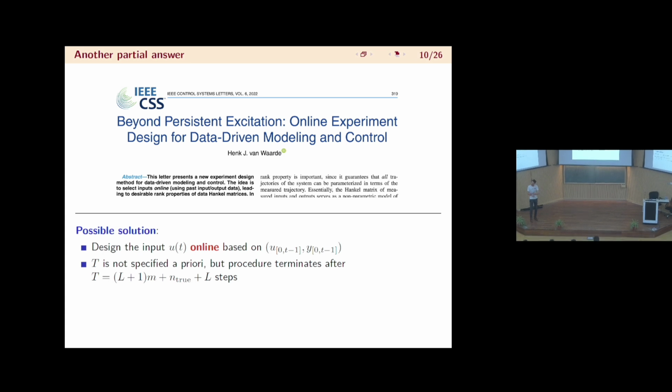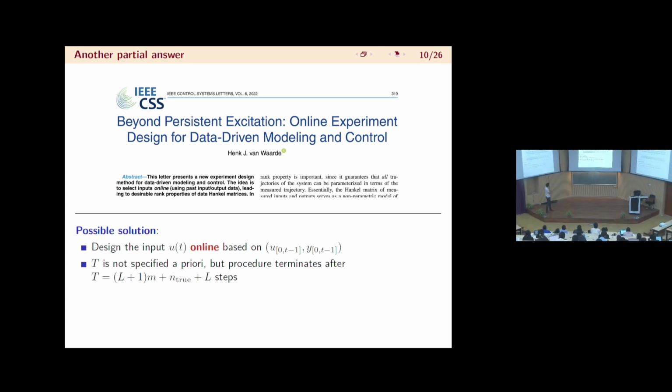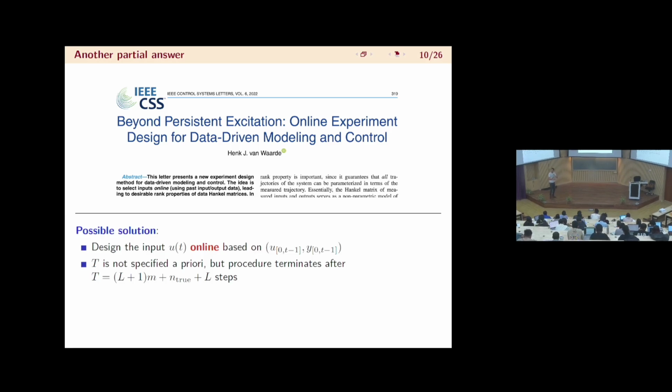So from that stopping criterion, you can then also read off the true state space dimension, right? Because beforehand, I did not know what n_true was, but since we proved that the procedure stops after exactly this number of steps, I can now compute n_true. It's just T minus this number minus this number. And then one can, again, apply subspace identification to find A, B, C, D.